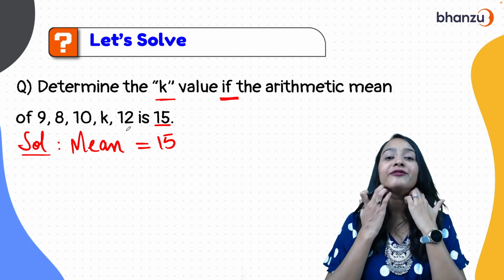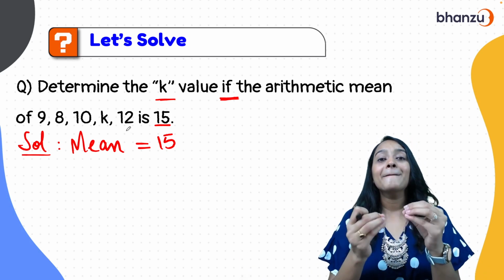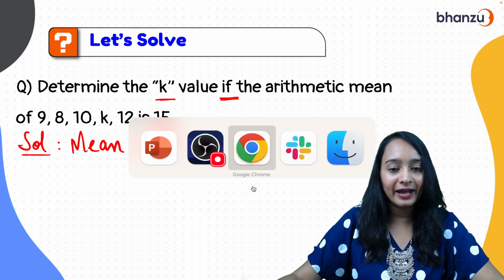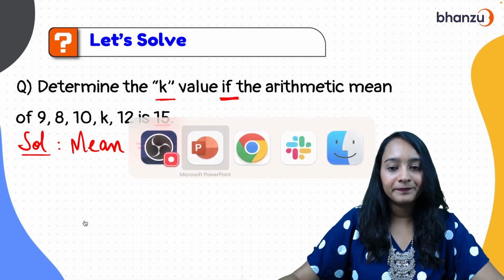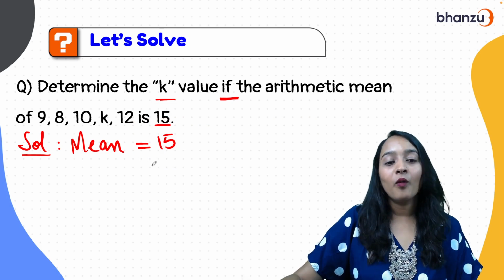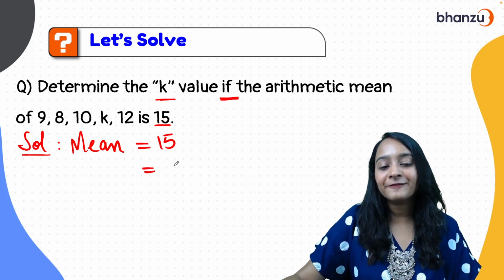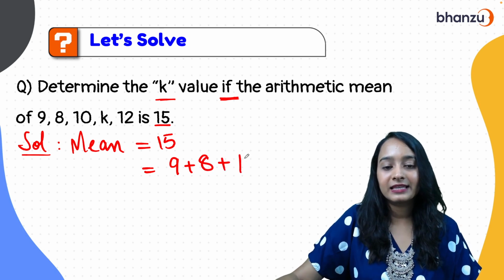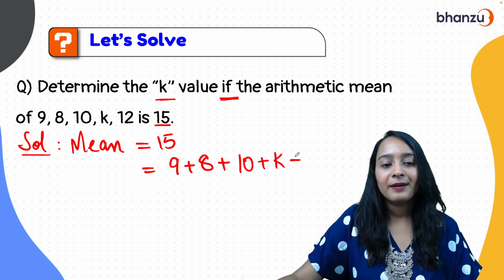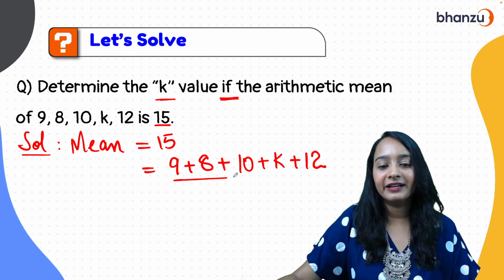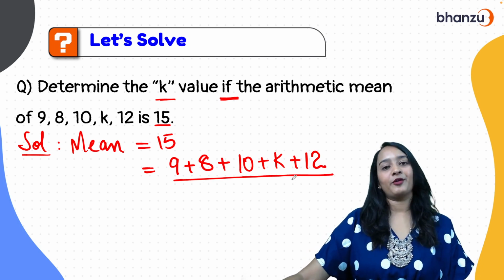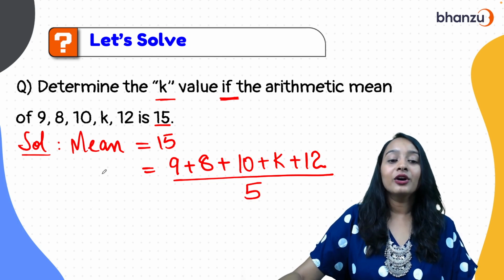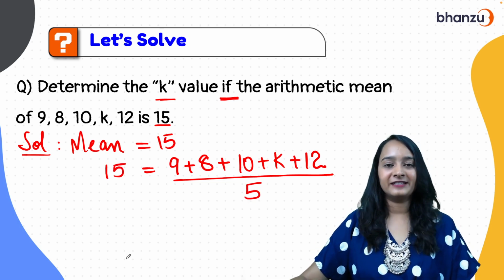Now what is it that we have to find out? We have to find out the value of k, right? Just give me a minute. Now what is the formula for mean? Sum of all the observations, 9 plus 8 plus 10 plus k plus 12, divided by the total number of observations. What is the total number of observations here? 5. Now this is said to be 15.